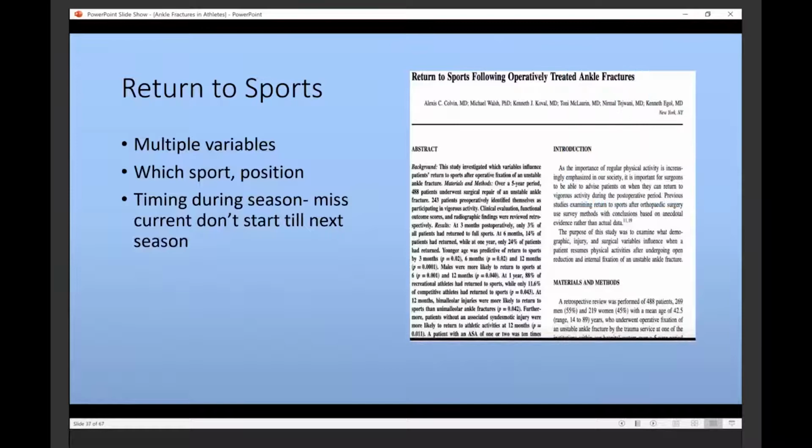Return to sports is really hard to determine. There's really no good data about elite athletes' return to sports after ankle fracture that I know of. The problem is a lot of these fractures occur during the season. The player that misses the season is out for the rest of the season, and then they come back the following season. So when do they actually return to sports? It's hard to tell. Which sport, which position makes a big difference as well.